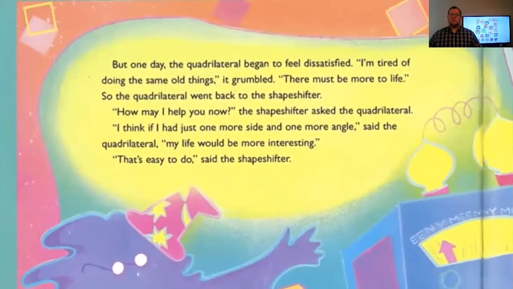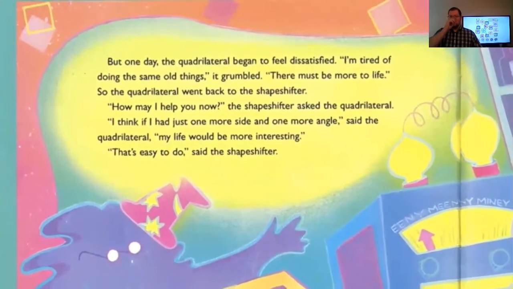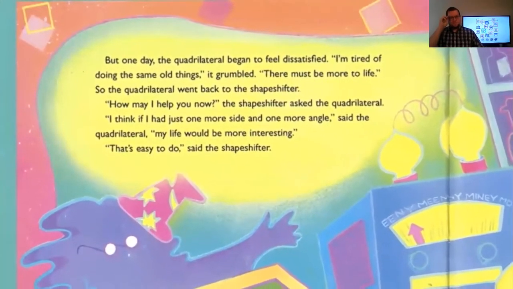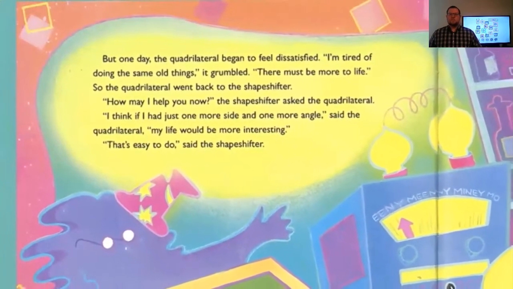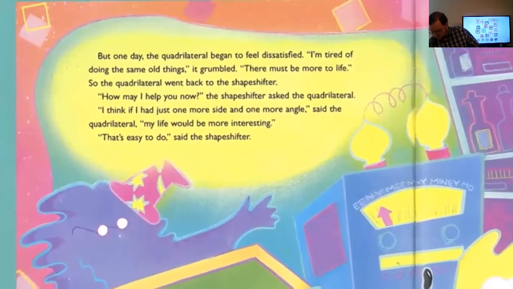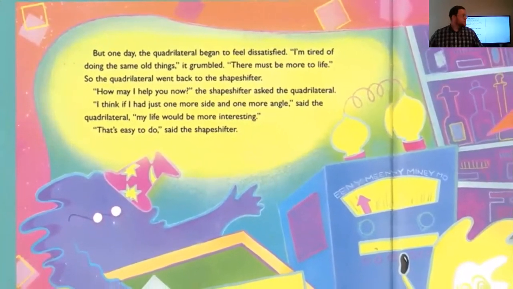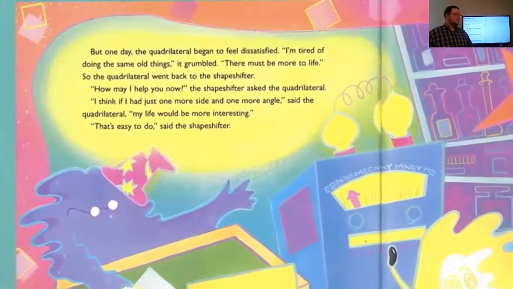But one day, the quadrilateral began to feel dissatisfied. I'm tired of doing the same old things, it grumbled. There must be more to life. So the quadrilateral went back to the shapeshifter. How may I help you now? The shapeshifter asked the quadrilateral.